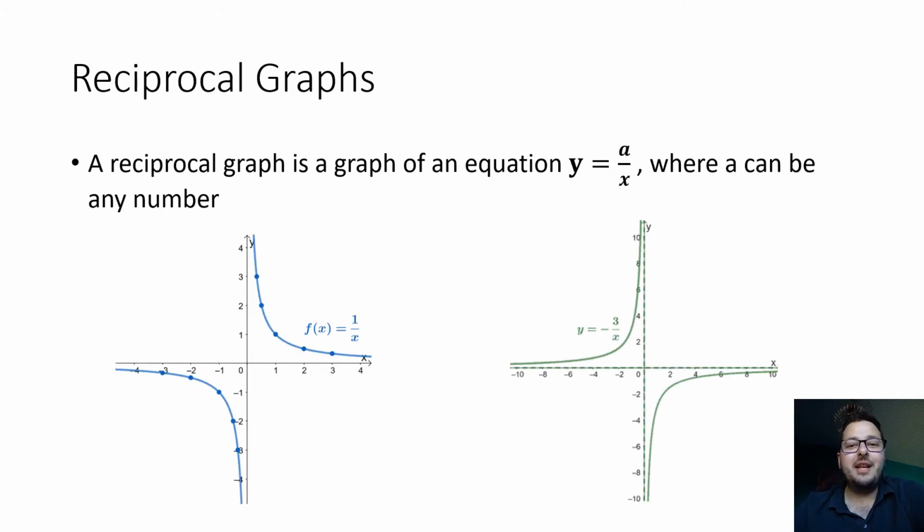Alright then, so what is a reciprocal graph? Well, the ones we're going to be bothered about are graphs which look like y equals a over x, where a can be any number. So 1 over x, 2 over x, minus 3 over x, anything like that. You can get reciprocal graphs where it's something over x squared or something over x cubed, but today we're just going to be worried about something over x.